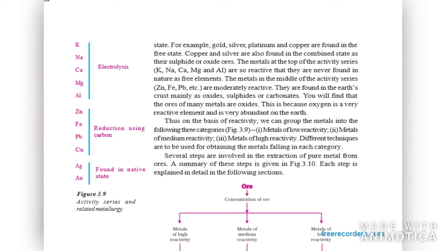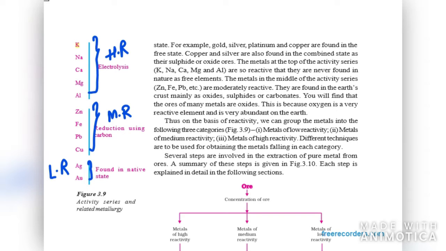So let's see how we can extract pure metals from it. So as you know, we have a reactivity series of potassium, sodium, then calcium, then magnesium, then aluminium, then zinc, Fe, Pb, Cu, Ag, Au. Now these are the metals at high reactivity. They are quite high reactive. Then this has been categorized into medium reactivity. Then the last one is in low reactivity. That means least reactive.